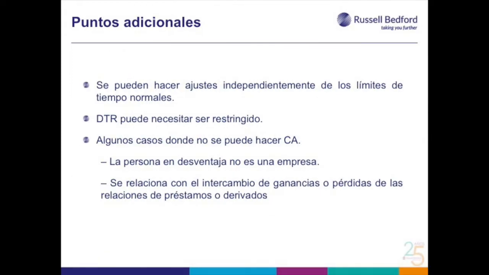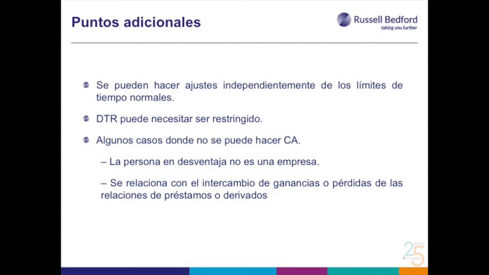Okay, where we're talking about compensating adjustments, adjustments can be made regardless of the normal time limit. So within the UK, for example, there are time limits where you can't amend historical returns. But if we're looking at compensating adjustments, those normal time limits don't apply. And there may need to be adjustments to things like double tax relief if we have compensating adjustments. And also within the UK, there are various pieces of anti-avoidance legislation. So, for example, you can't make a compensating adjustment if the disadvantaged person is not a company.